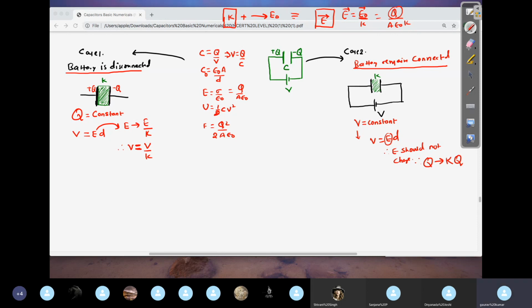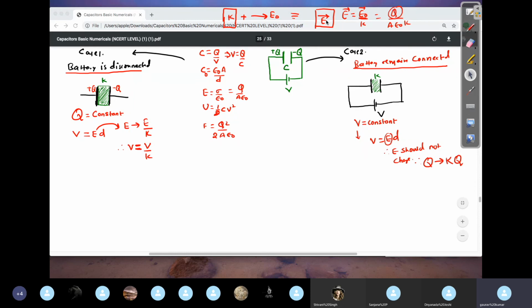The first thing you should always keep in mind: in this case, V is constant. V is E into D, D is constant, but E is going to decrease because of the dielectric effect. We don't want that to happen, then only V will be constant. E is Q by A epsilon naught into K, dividing by K. So if I increase Q by K, E will remain the same, and then this equation will hold true. So Q becomes KQ. Who will supply the extra charge? The battery is going to supply the extra charge. As simple as this. You should always keep this in mind.